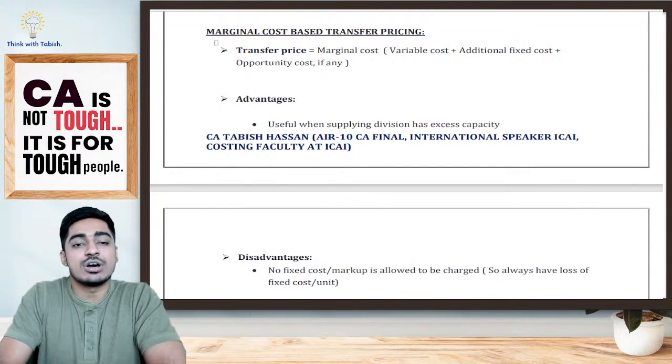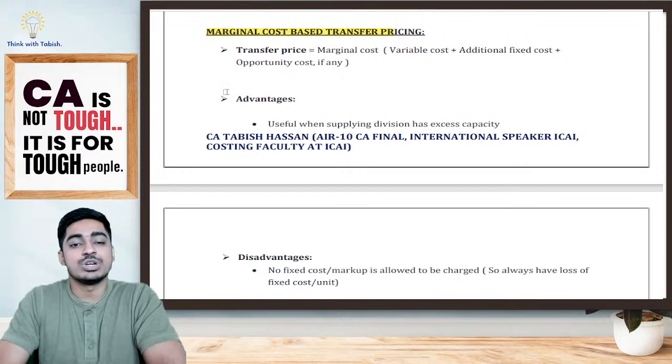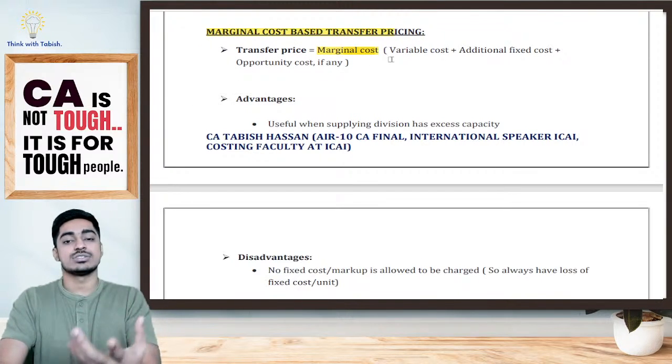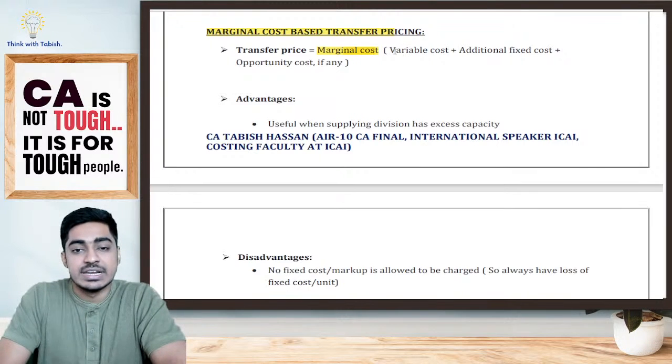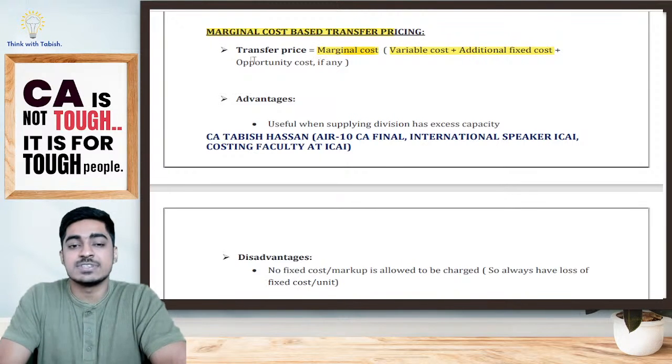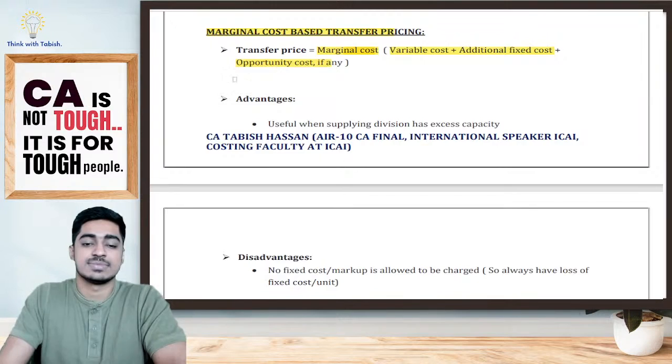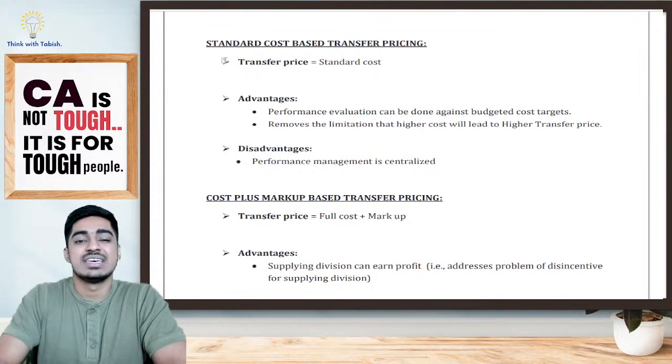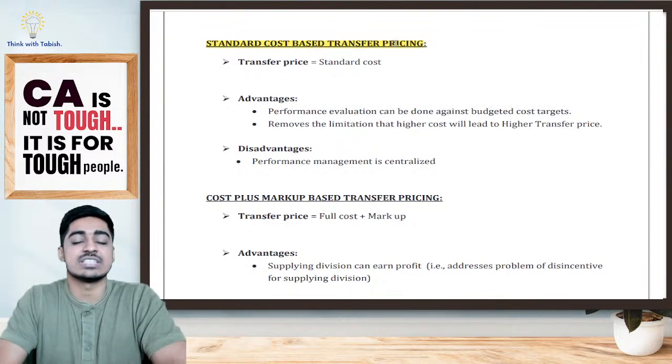Next, marginal cost based transfer price. Here we are transferring the goods or services at the marginal cost. What all is the marginal cost? It is variable cost, additional fixed cost, and opportunity cost. Same advantages, disadvantages. Next, we have standard cost based transfer price.